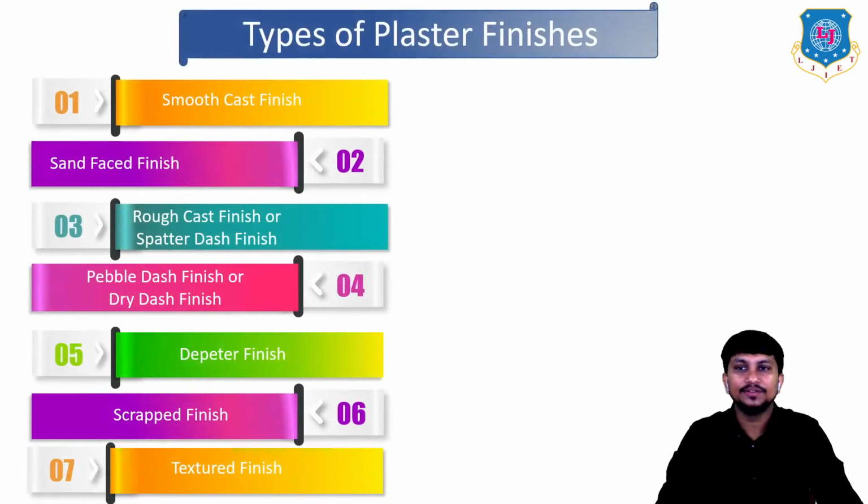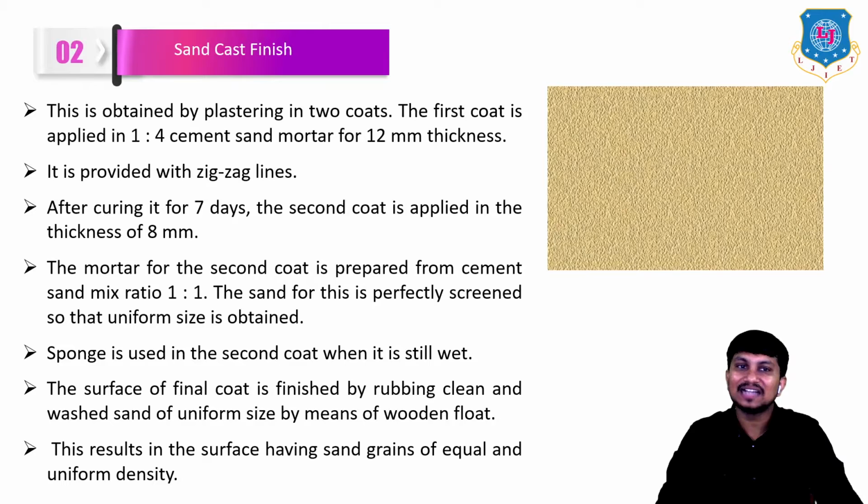The second type of plaster finish is sand cast finish. This is how sand cast finish looks. This is obtained by plastering in two coats. The first coat is applied in 1:4 cement sand mortar for 12 mm thickness. It is provided with zigzag lines, like this. After curing it for 7 days, the second coat is applied in a thickness of 8 mm.